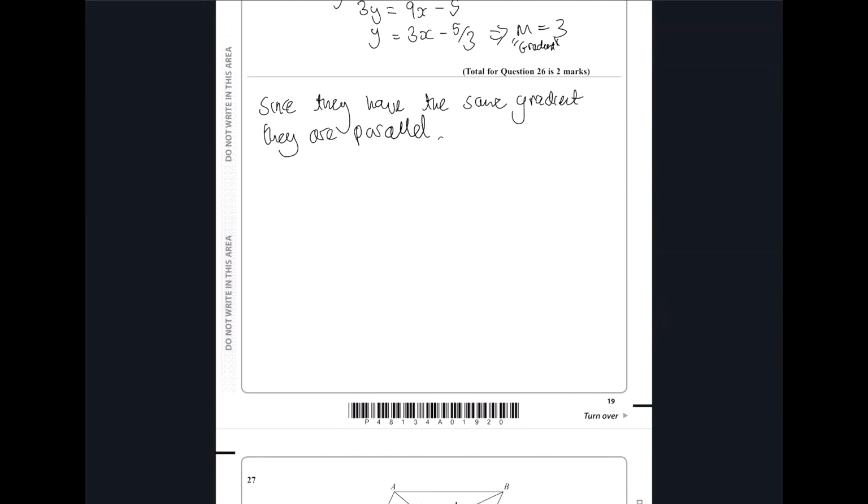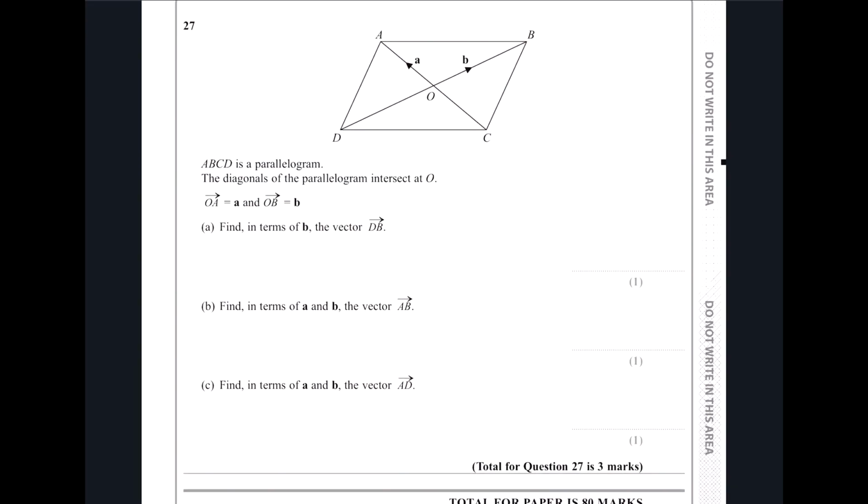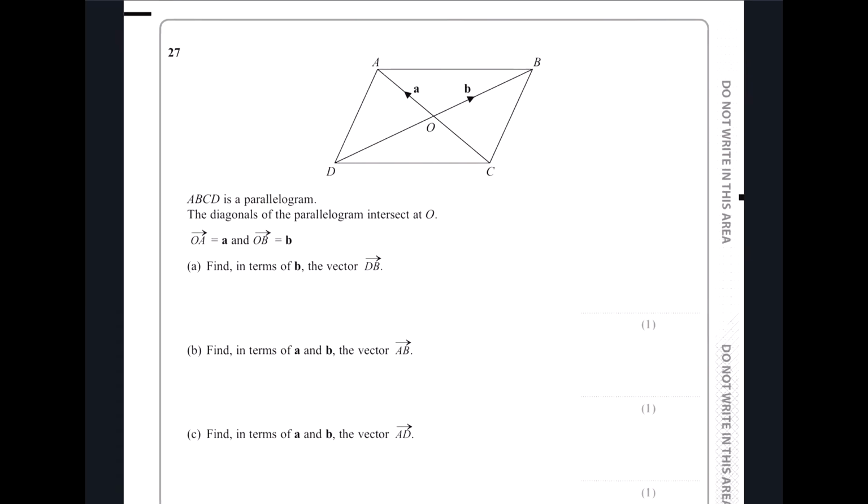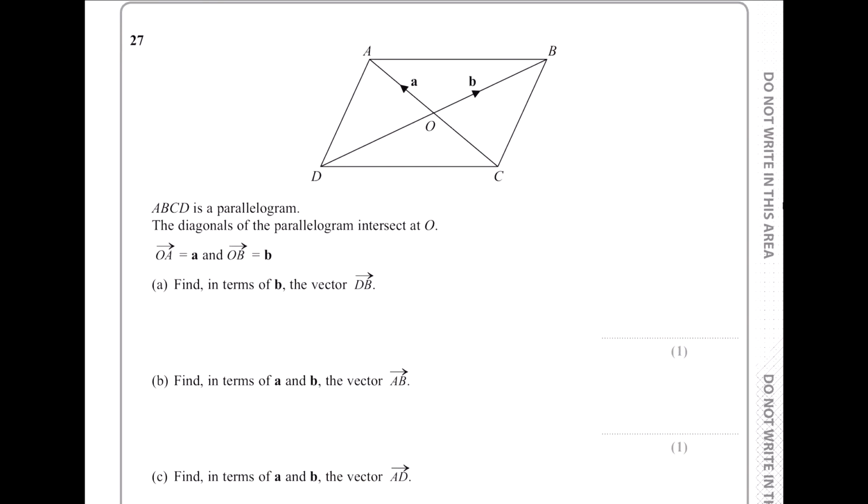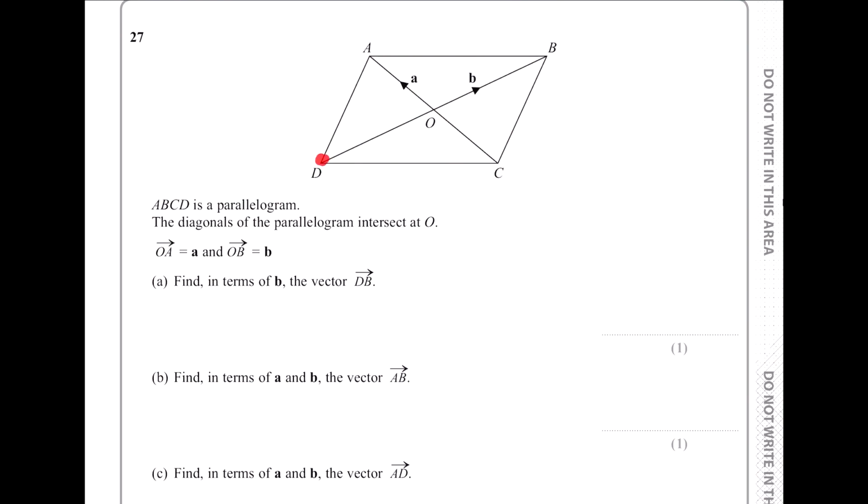Okay, great. Now the last question is a vectors question. So we've got a parallelogram. Find in terms of b the vector DB. What I think is, how do you get from D to B? Well, you can go this way, or this way, or this way. There's loads of different ways basically that you can travel, but we need to know a path to get from D to B.